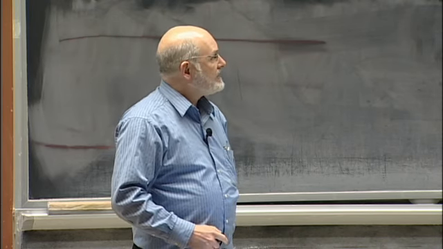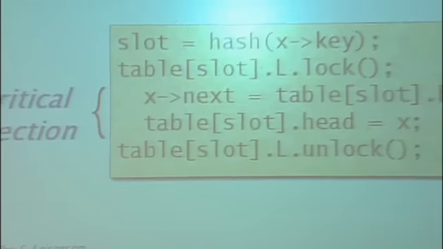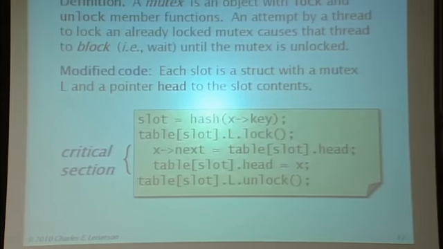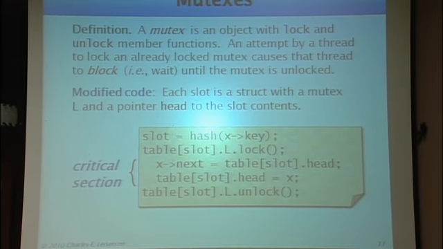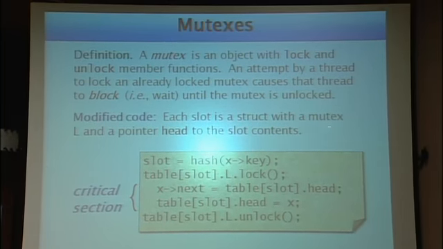So what we can do is build a concurrent hash table by modifying each slot in the table to have both a mutex, L, and a pointer called head to the slot contents. Okay? And then the idea is that we'll hash the value to a slot, but before we access the elements of the slot, we're going to grab the lock on the slot. So every slot in the table has a lock here. Now, I could have a lock on the whole table.